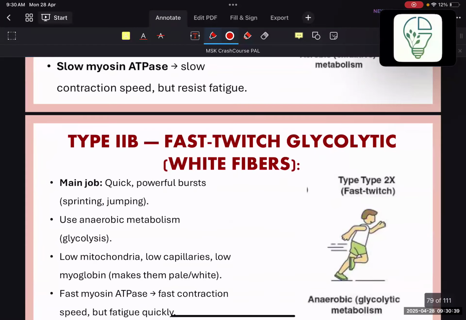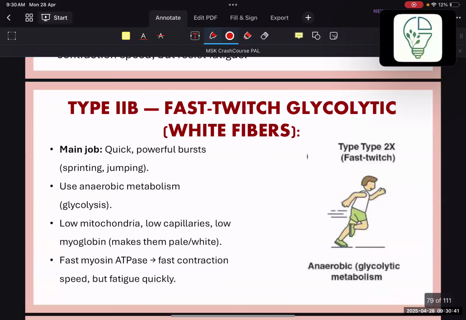Now, type 2B, not 2A, type 2B is the fast twitch glycolytic muscle, also known as white fibers. And these muscles are usually used for your quick, powerful bursts. So when you're trying to do a quick sprint, when you're trying to jump, you need a quick boost of energy that you don't usually need when you're walking or standing. So these muscles are going to use the anaerobic metabolism and the creatine phosphate, but creatine phosphate is limited. Anaerobic metabolism isn't really limited, it just has a limitation.